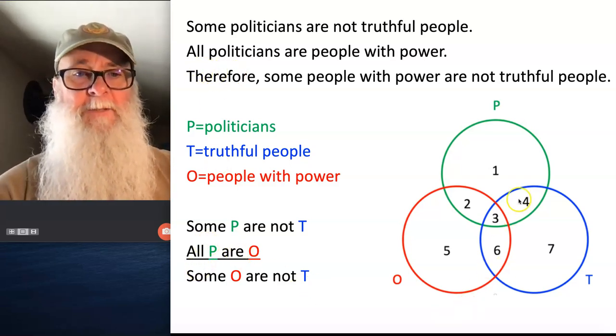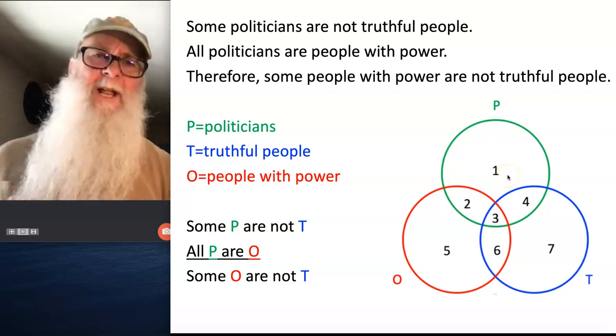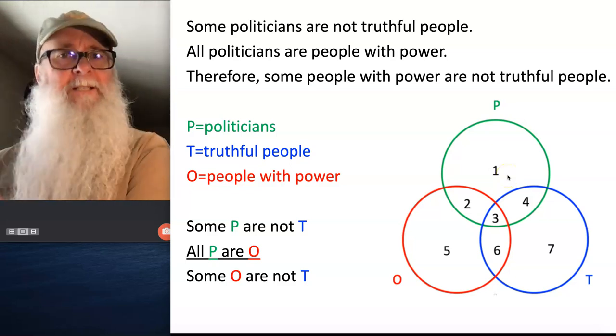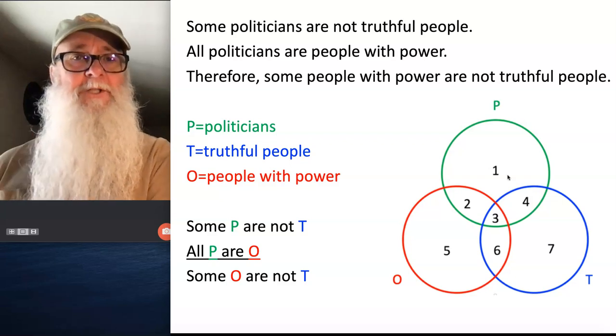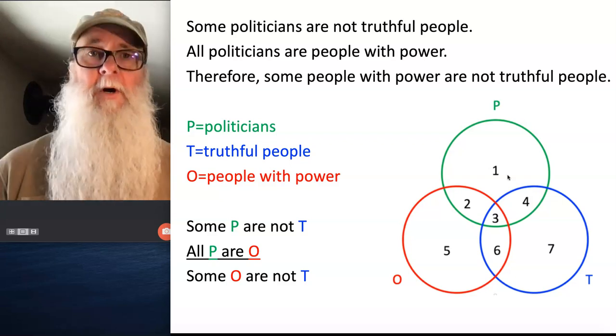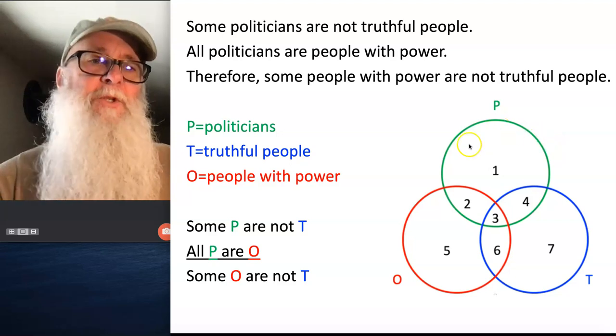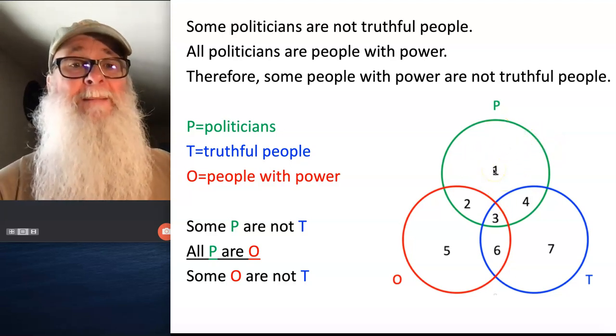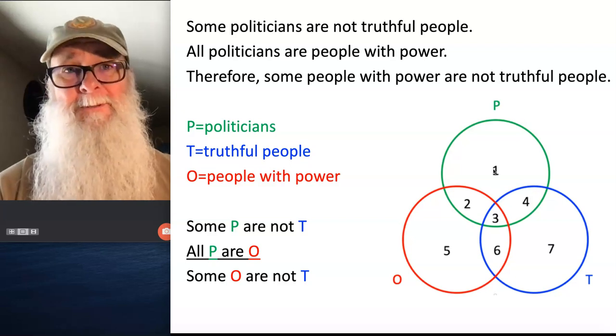So I'm going to come over here to my P circle, and I want to turn out the lights in any area of my P circle that's outside the O circle, because I'm trying to show that all the P that exist, they're also O's. So that means there couldn't be any P's in area 1, because any P's in area 1 would be P's that aren't O's, and I'm trying to show that all the P's are O's.